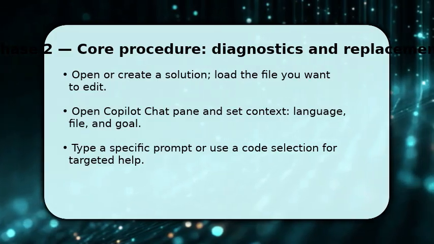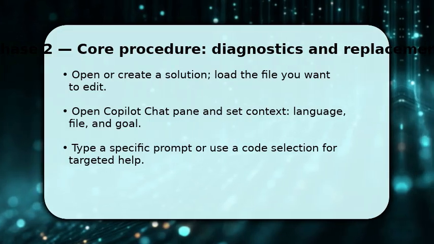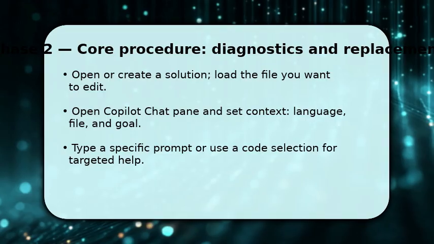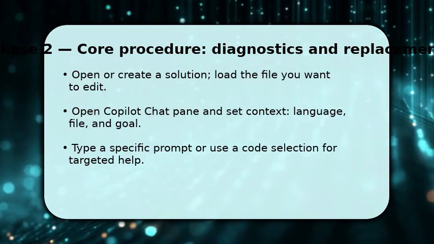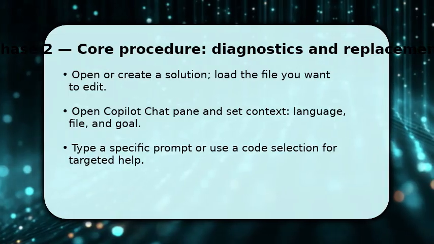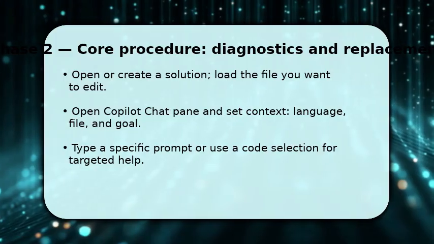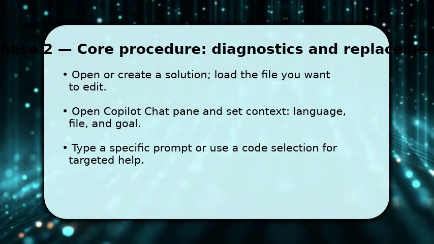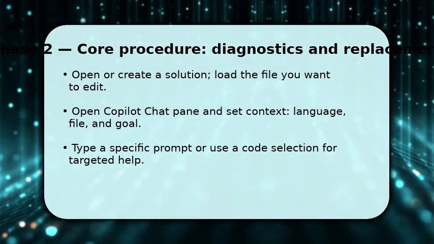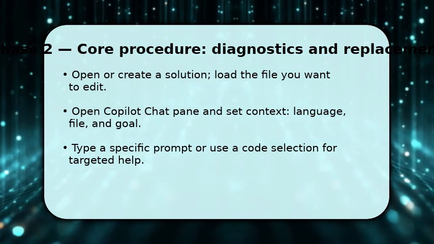Open the Copilot chat pane from View or the extension toolbar, then describe the task, refactor, write tests, or generate snippets, and include file-specific notes. You can select lines and ask for replacements, or paste a function and request improvements. Make sure to set language and intent in the prompt so responses are precise. This focused context reduces back and forth and yields actionable code suggestions.